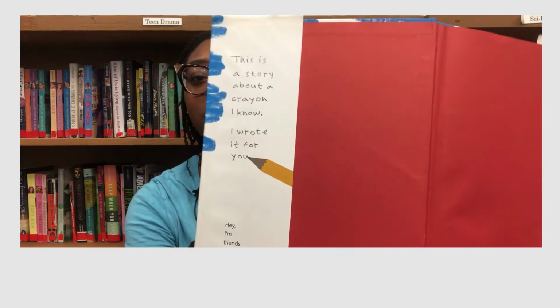Red. It's an absolute mess because my students check this book out all the time. This is the one where if they're like, oh, I hate independent reading, I hate books, it's so stupid, give them Red and they will just fall. If you haven't heard of Red, this is a story about a crayon. I know. I wrote it for you. Hey, I'm friends with that crayon. I love this story. And you have these cute little crayons.